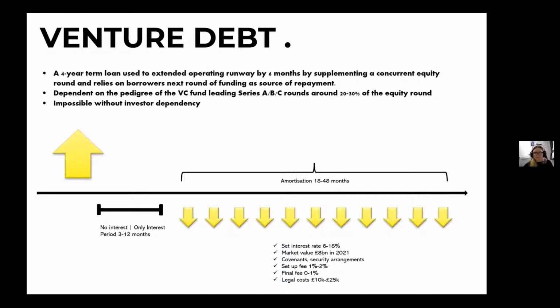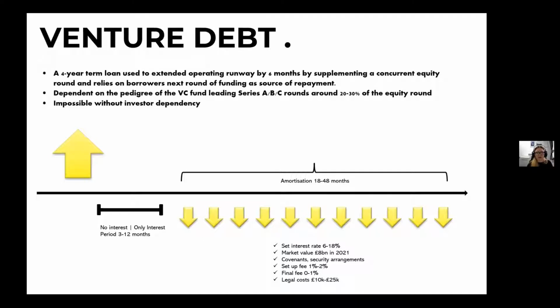loan payments. This is a fairly large market, and it is highly competitive. Interest rates are usually between 6 to 18%, depending on the provider, depending on your VC, depending on the risk profile. It has covenants, so there's a certain level of debt to income ratios that you will have to maintain. Breaching those covenants triggers default or restructuring, which can be very punitive and very complex for companies that are still not that sophisticated, even at Series A.